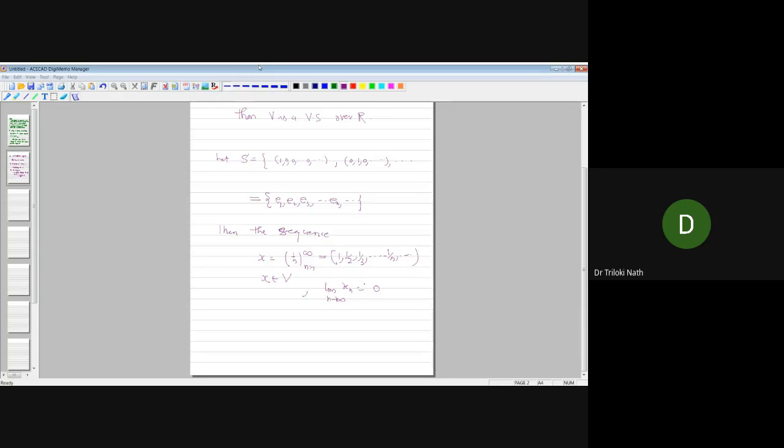So the question is whether this vector x can be expressed as a linear combination of E1, E2, E3, or not. That is, can we find a finite number of vectors in S such that x can be written like this or not? What is the answer, please?